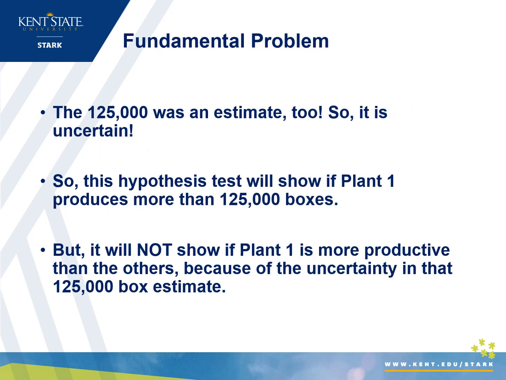The fundamental problem is this. Formulated this way, what we'll find is whether the production of plant 1 is significantly more than 125,000. What we won't find is whether plant 1 is significantly more productive than the other plants. To answer that last question, we need to acknowledge the uncertainty of the 125,000 estimate.